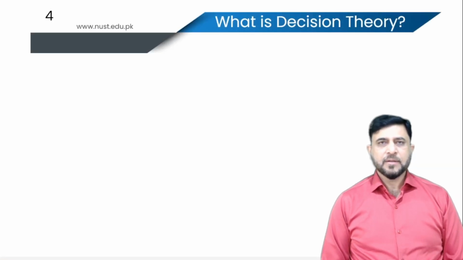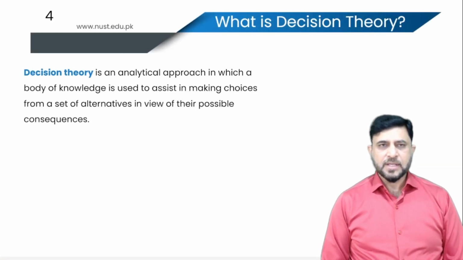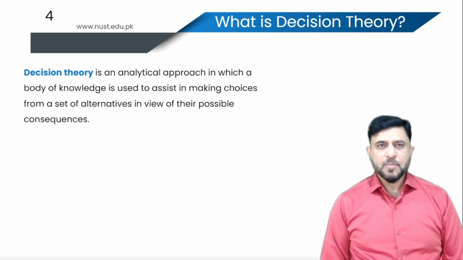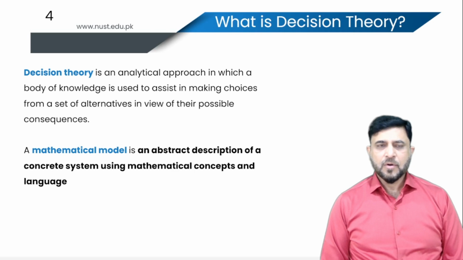Okay, let's start. What is decision theory? Basically, decision theory is an analytical approach in which a body of knowledge is used to assist in making choices from a set of alternatives in view of their possible consequences. How can we do it? We can do it with the help of a mathematical model, which is an abstract description of a concrete system using mathematical concepts and language.